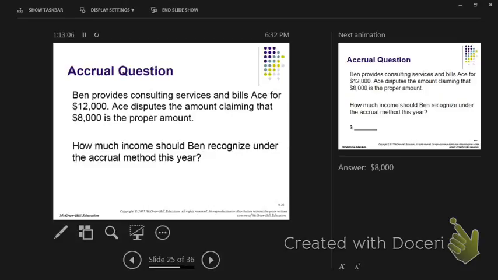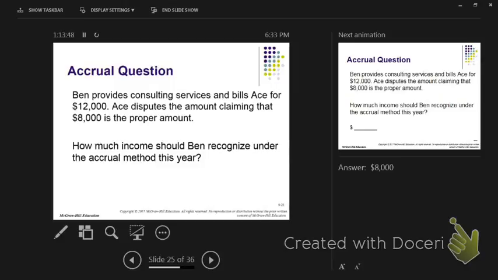All right, so Ben provided consulting services and bills ACE $12,000. ACE disputes the claim and says it's $8,000. How much income should Ben recognize under accrual-based accounting? Should it matter that ACE is disputing it if Ben provided the services? What does accrual-based accounting say? We recognize it when we earn it, so it's $12,000.